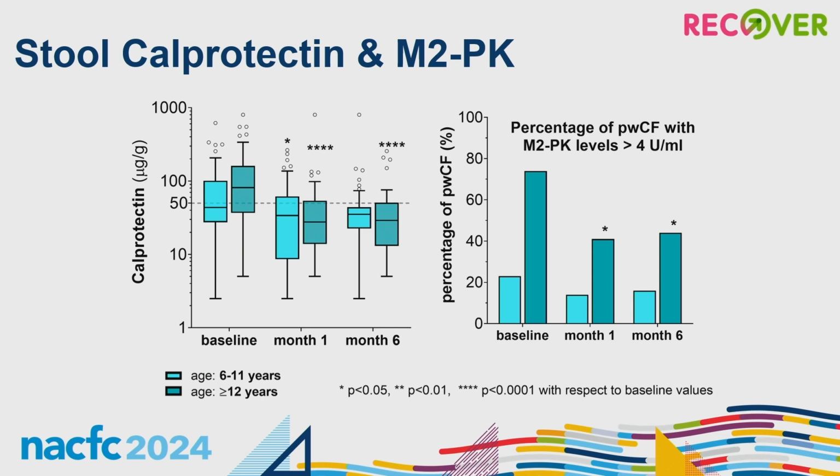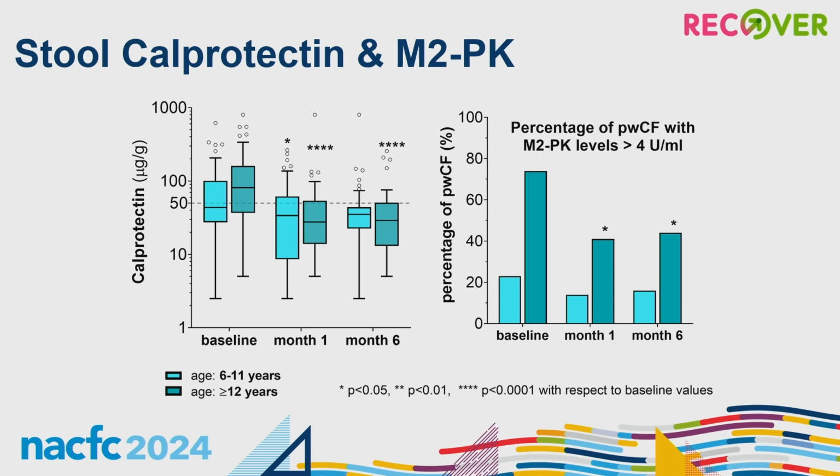And you can see, I think the first thing to see is that in terms of fecal calprotectin, the baseline values are not as abnormal in the children as they were in the adults. There is a statistically significant, albeit small, reduction at 1 month, and then the change at 6 months is no longer significant. So that differs quite dramatically from what we saw in the older age group, where there were significant differences at both of those time periods. And similarly, the percentage of people with M2PK levels above a cutoff of 4 units per mil, that probably makes a lot more sense to you than it might to me.